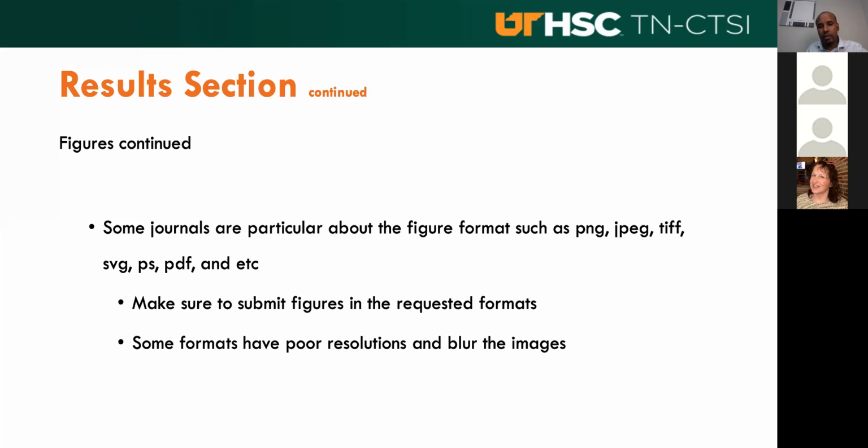Some journals are particular about the figure format, such as whether it has to be PNG, JPEG, TIFF, SVG, or PostScript, PDF, or the likes. So make sure you have read the format of the figure that's acceptable by the potential journal that you are considering. And make sure to submit figures in the requested format.